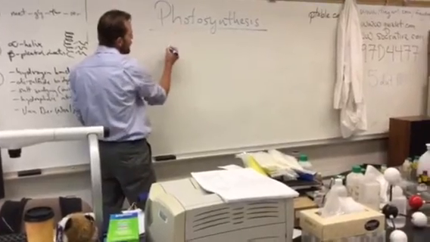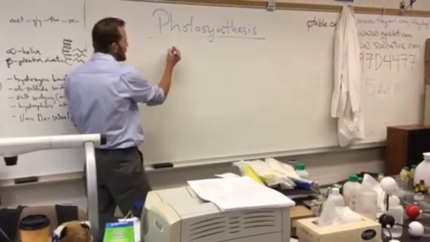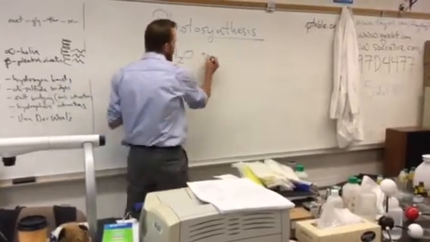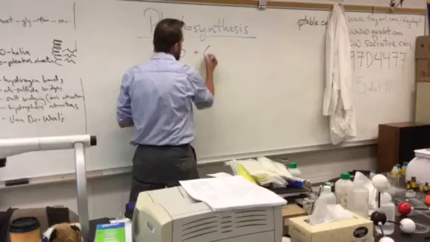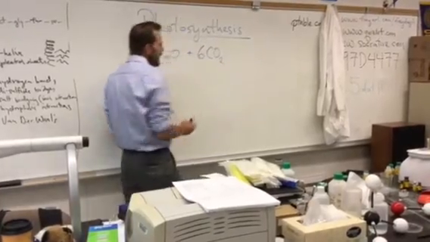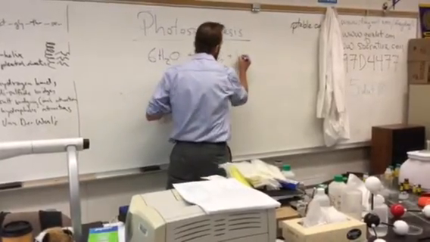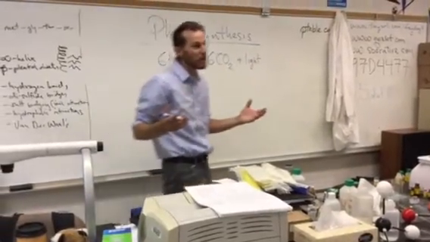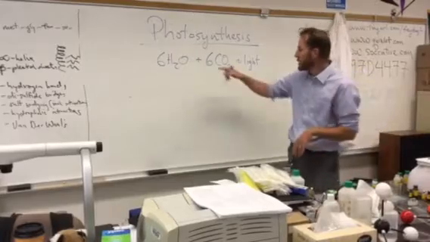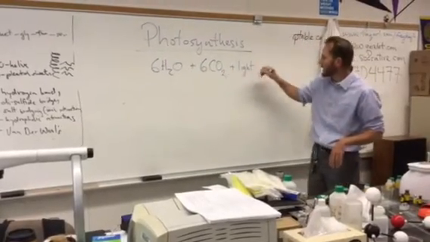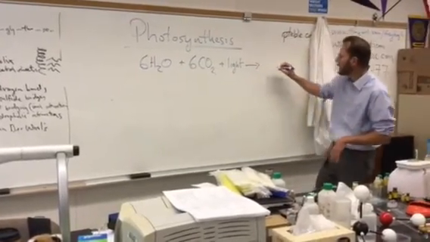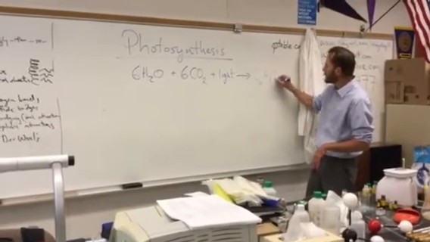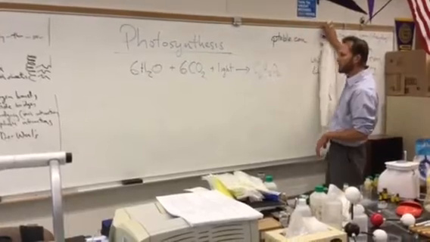The overall formula for photosynthesis is that plants need water, so 6H2O. They actually use the carbon dioxide we breathe out, so that's 6CO2. And they also need light energy, generally from the sun, but it could be from another light source. So water, carbon dioxide, and light go to make this great sugar called C6H12O6, which is actually glucose.